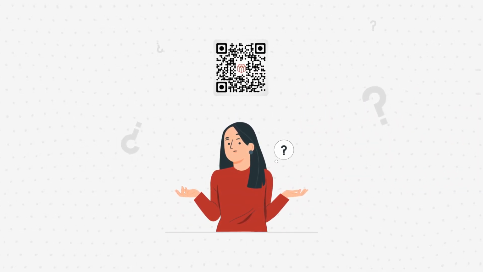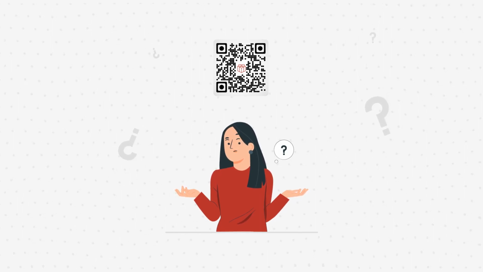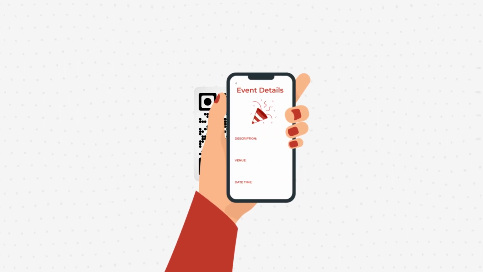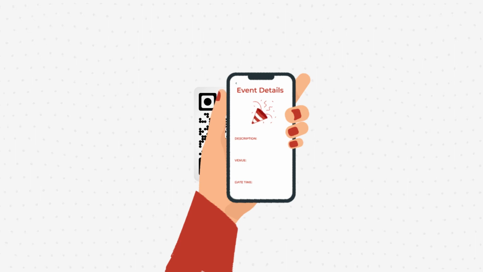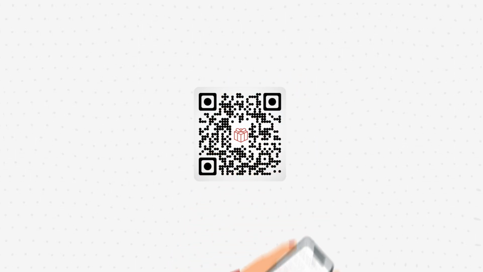In addition, you can also use QR codes to give event details for the lucky draw. Many event organizers are doing it already. And it makes sense. Here's how. Customers just need to scan the QR code and see a landing page with all the event details. This includes a description, venue, date, time, and an option to RSVP.